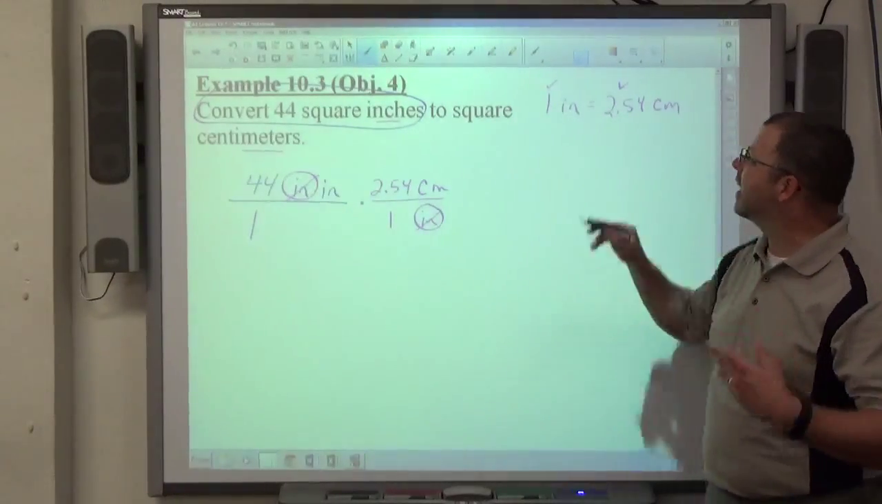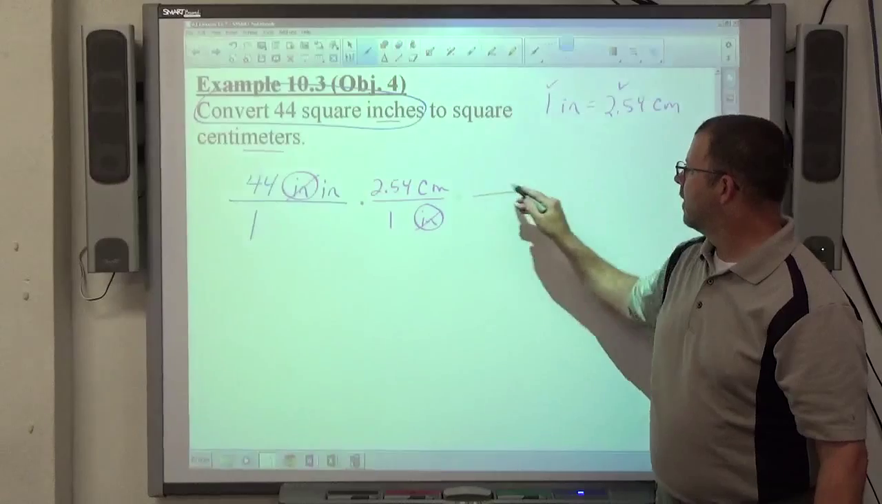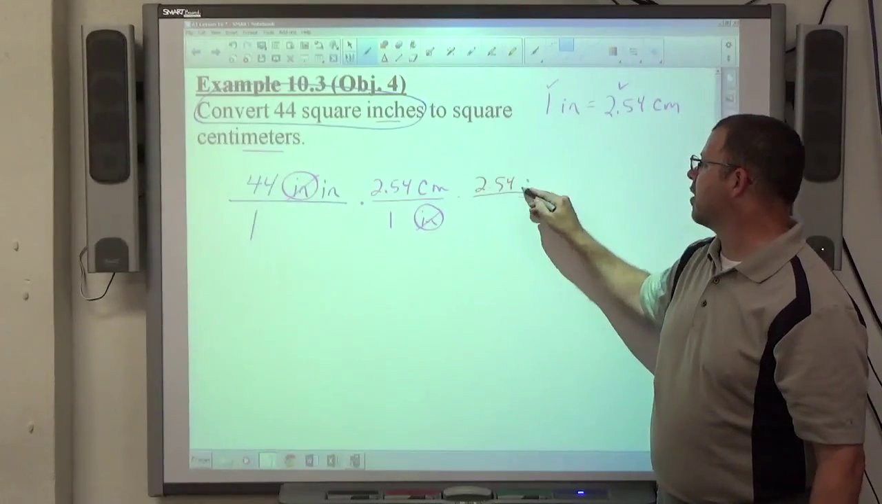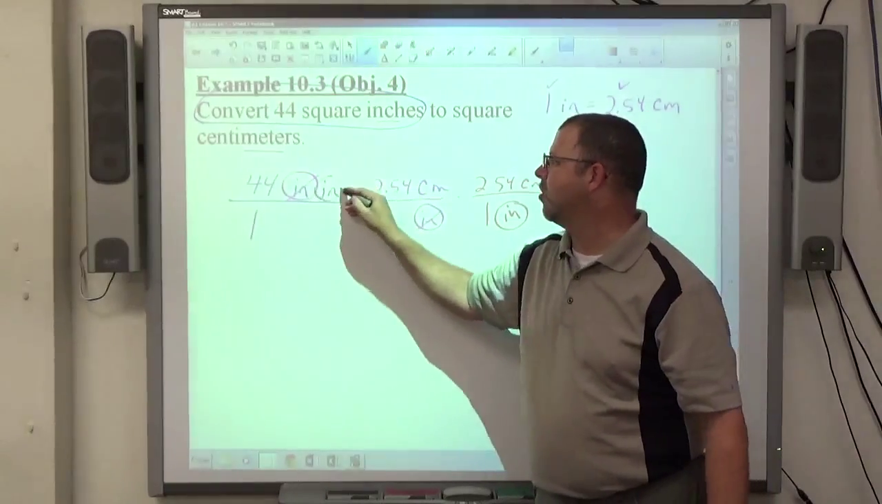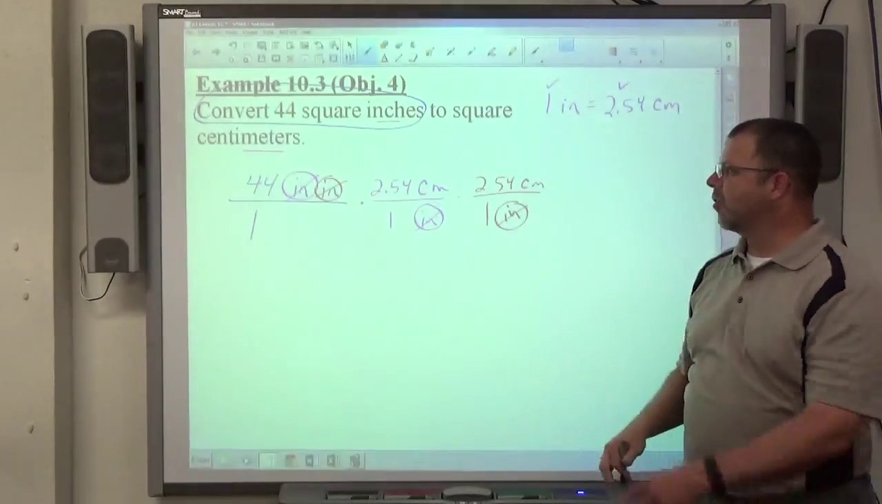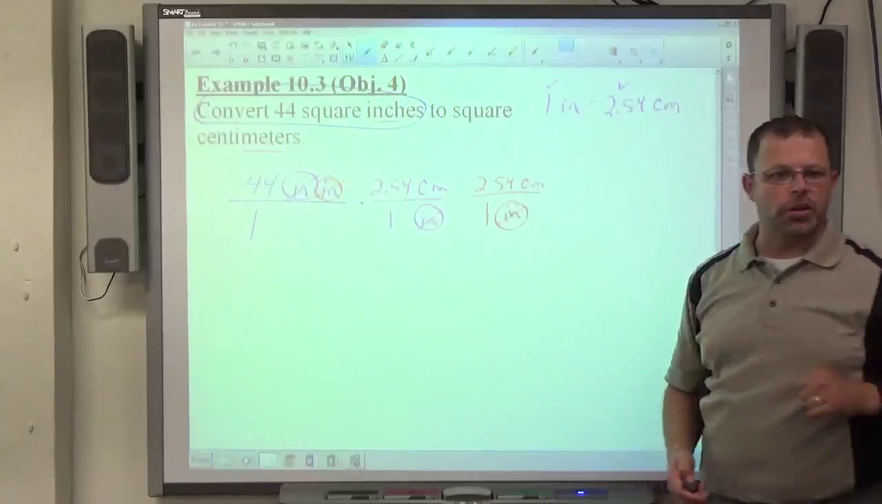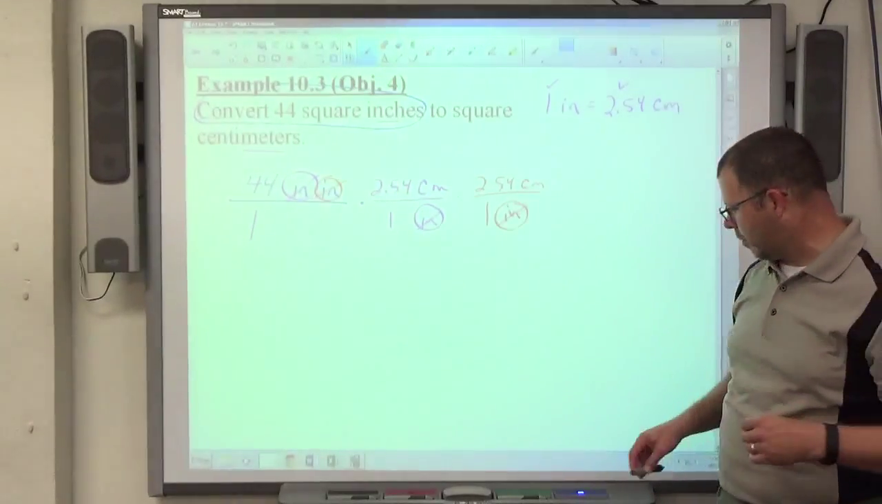So I have to do a second one, exactly the same. I don't have to put as much thought into this one. I just need to write it down a second time. This unit of inch cancels that unit of inch. And notice that I'm left with centimeters, centimeters, which is centimeters squared. That's what I'm looking for.